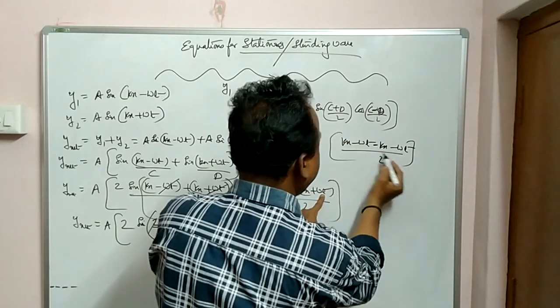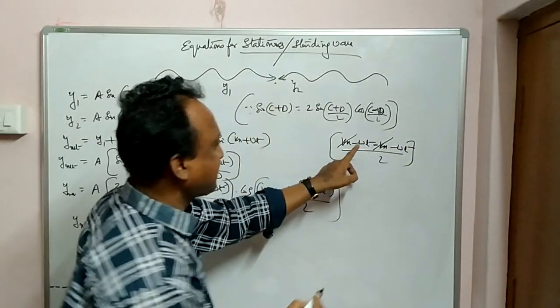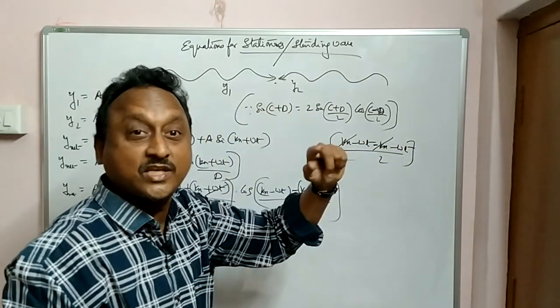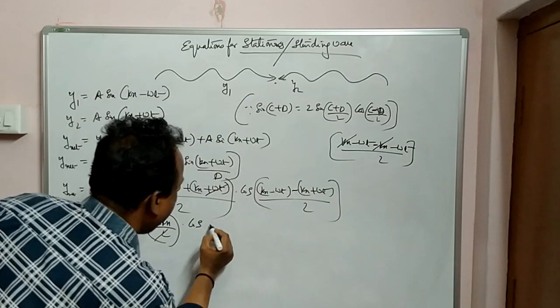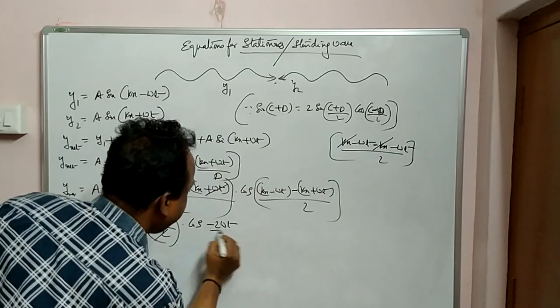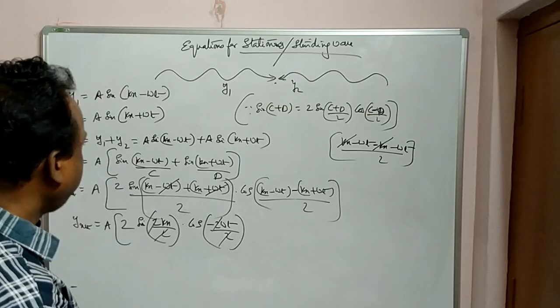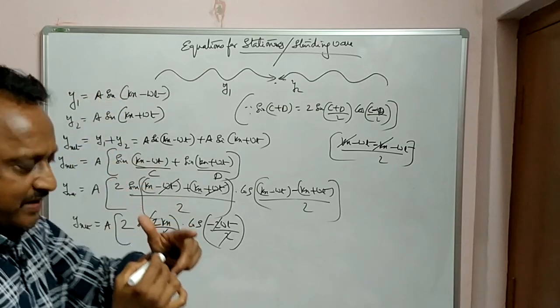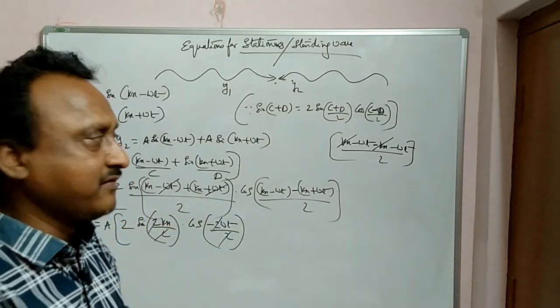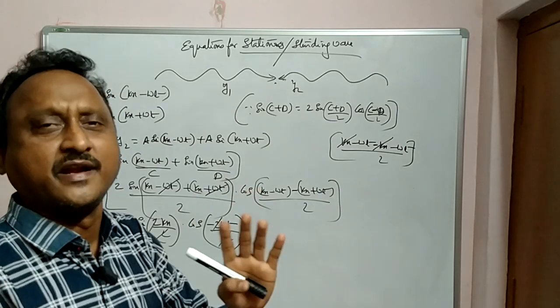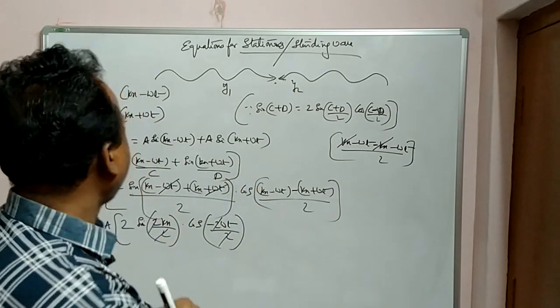So if you observe carefully here, plus kx and minus kx cancel, minus omega t minus omega t, that is minus 2 omega t by 2. Here also 2 gets cancelled. Clear? I will write the steps again on the top. Please copy meanwhile. This derivation is also important for understanding the standing wave.